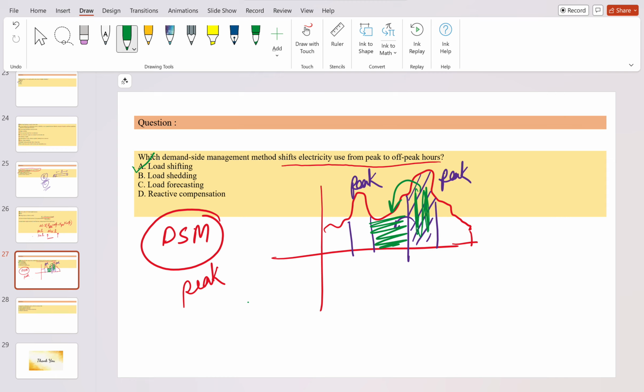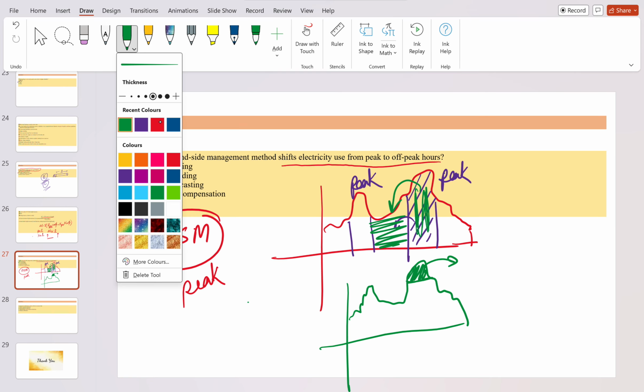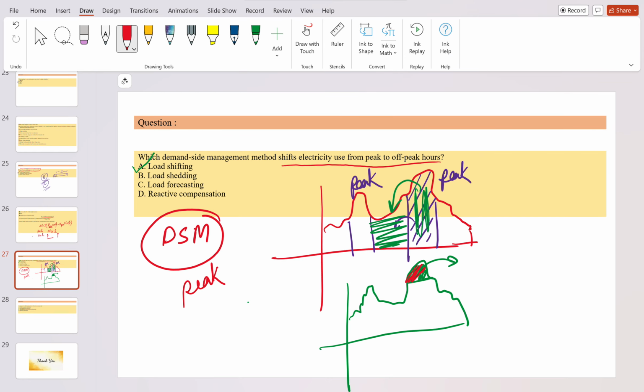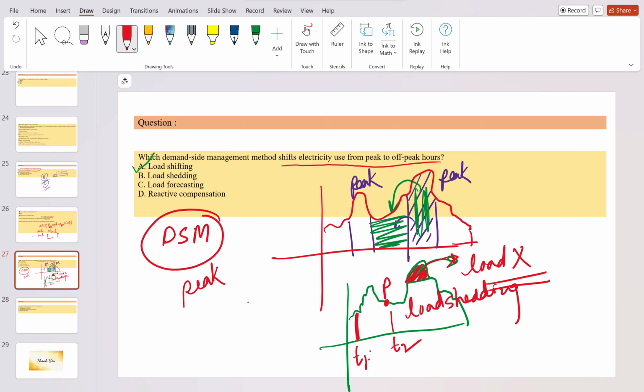Suppose this was the load curve and you have shaded that. Suppose some of the operational loads were there and you removed them, meaning the load got disconnected. That is called load shedding. And suppose you are here at time t1, and you want to see what the power will be at t2. At time t1, you predict the power at t2. That is called load forecasting. So option A is correct.